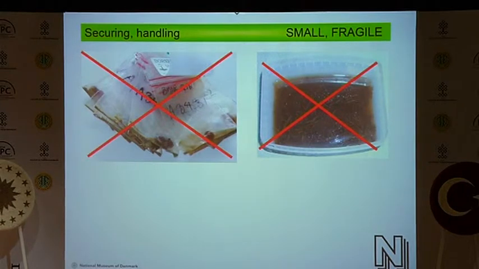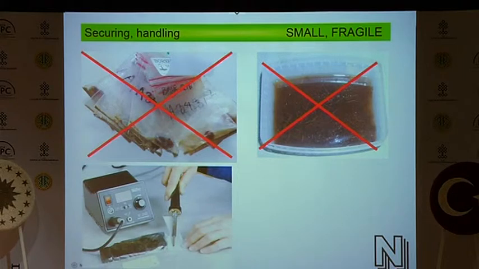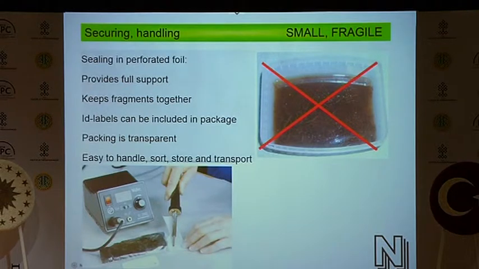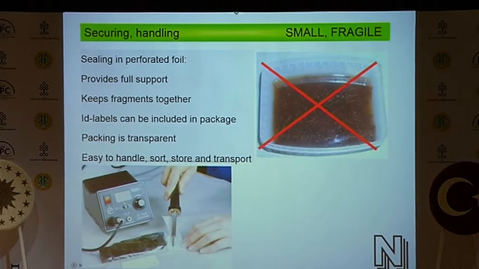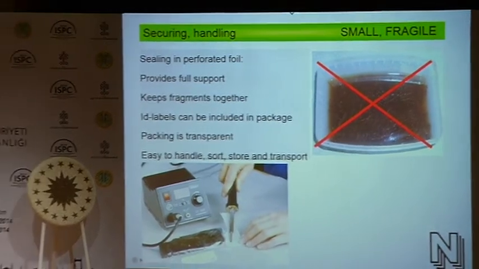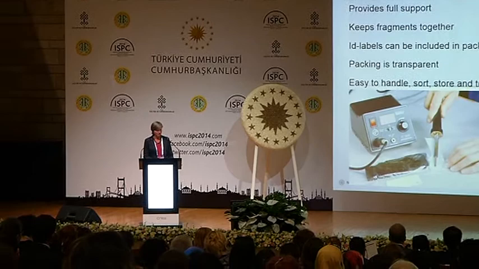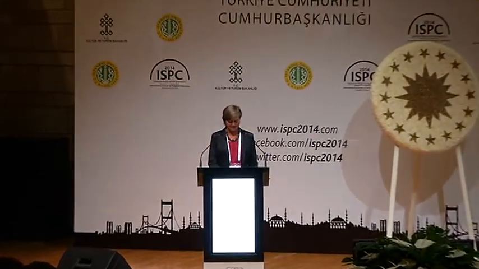So what we prefer to do, if feasible, is to seal the objects in a perforated plastic foil. This perforated foil provides full support of the object, and it keeps the fragments together, and you can put identification labels within the objects here, and you can seal around the object, so it makes the object easy to handle and easy to sort and store, like here, in boxes. And the packing is transparent, so you always see what you're dealing with. So that's for the small fragmented pieces.